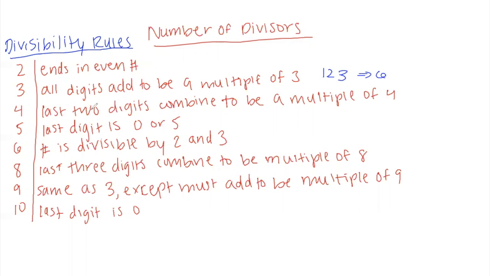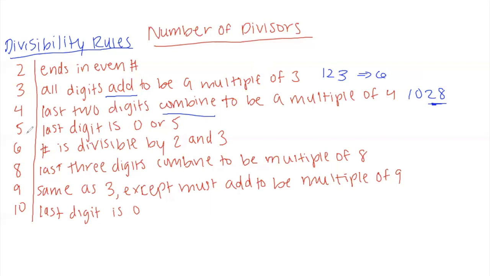For 4, if the last two digits combine to be a multiple of 4. So notice the difference in the verbs. So this here says add and this says combine. And the way I define this is, say you have 1028. So it says the last two digits. So we're going to look at 28, and 28 together is divisible by 4. So the whole number 1028 is going to be divisible by 4.